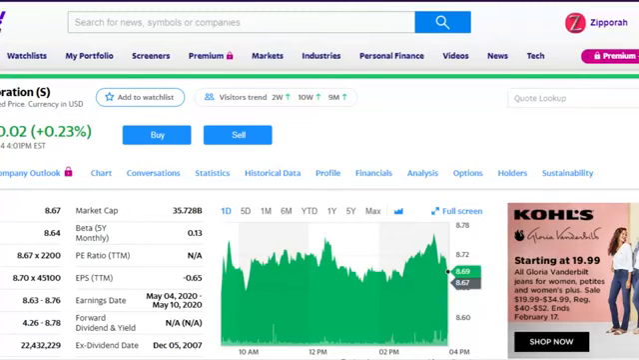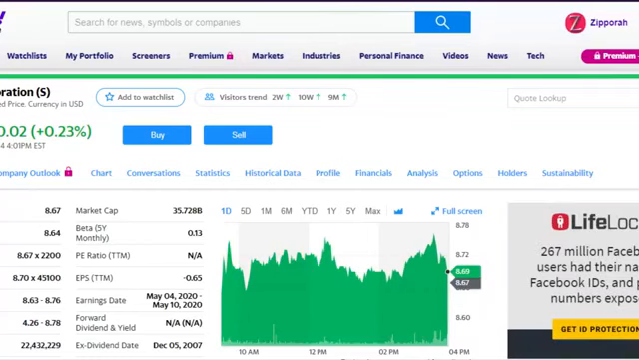Let's look at the open price. The open price, or the opening price, is the first price that was recorded on that day. For this example, it would be the first price recorded on February the 14th, which is $8.64.